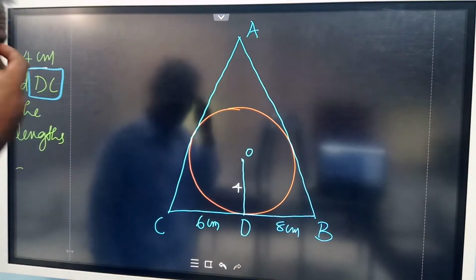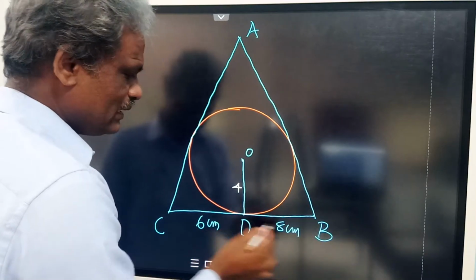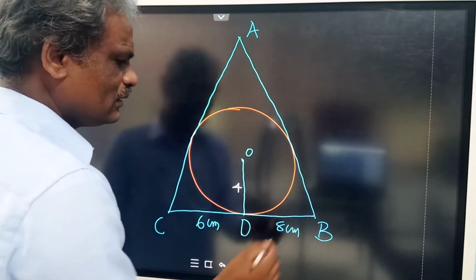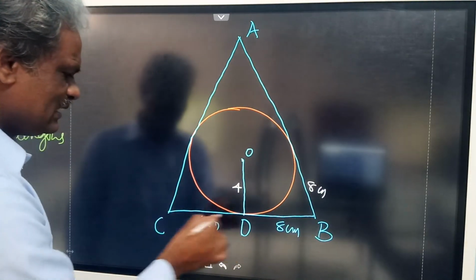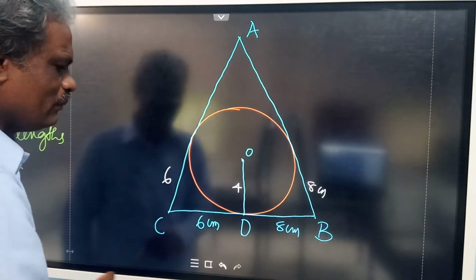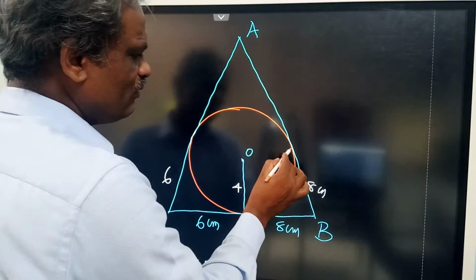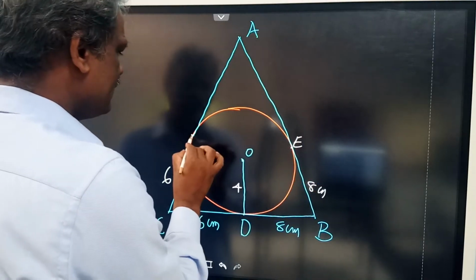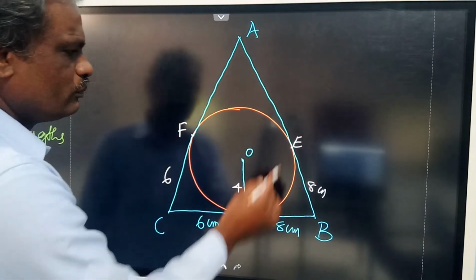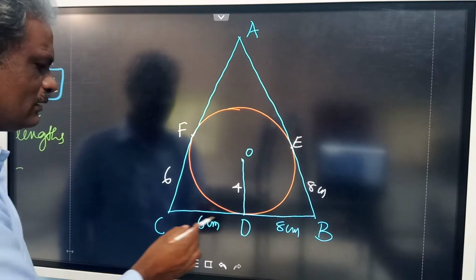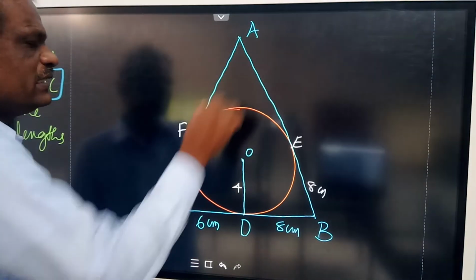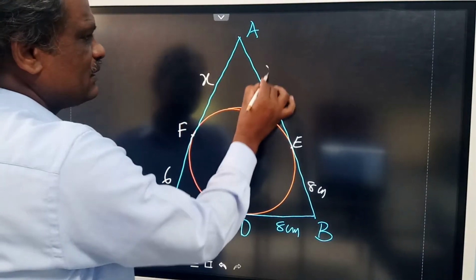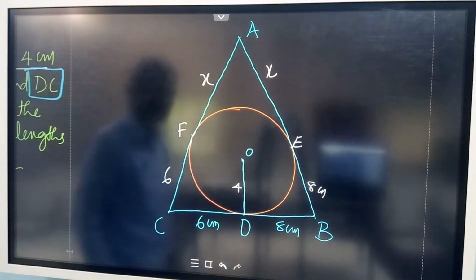Look at this diagram. B is an external point. You can take BD as a tangent, so you can write this also 8 centimeter, and this is 6 centimeter. I can write this also 6 centimeter, because tangents drawn from an external point are equal. You can call this E and this F. So BE is also equal to 8 centimeter and CF is also equal to 6 centimeter. We do not know these two lengths. You can take them as x and x centimeters.